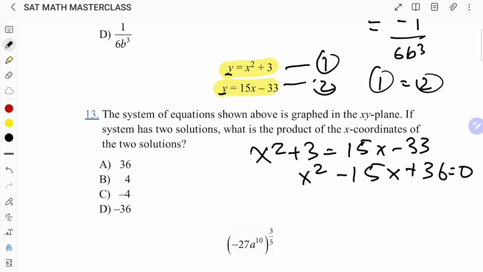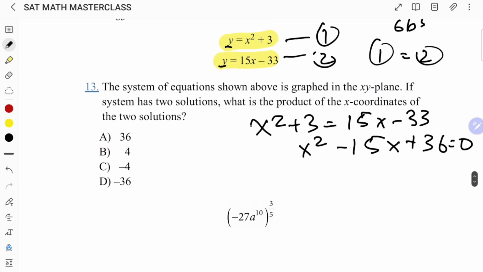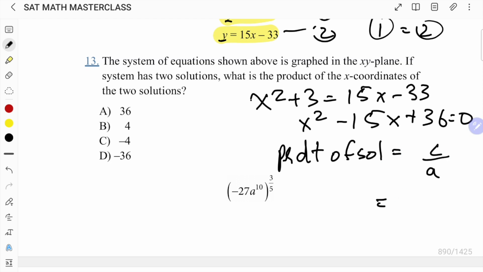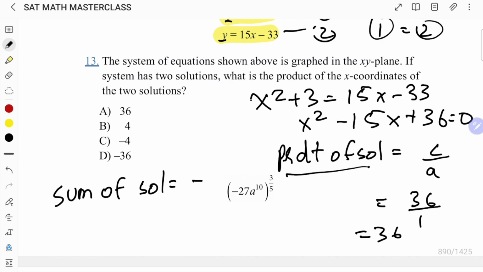Alright, now this is where most of the people actually waste time. Instead of just finding the roots and then multiplying them, we can use a property where the product of the two solutions equals c by a. So it equals 36 by 1, which equals 36. So there is no need to find the actual solutions of the equation. You can directly use the product of solutions equals c divided by a. If they ask for the sum of solutions, then it will be minus b divided by a. So the correct option will be option A, 36.